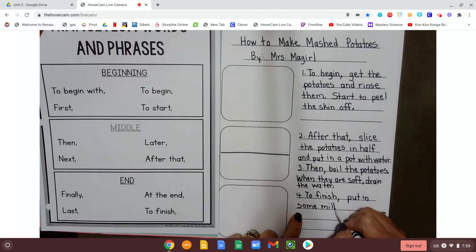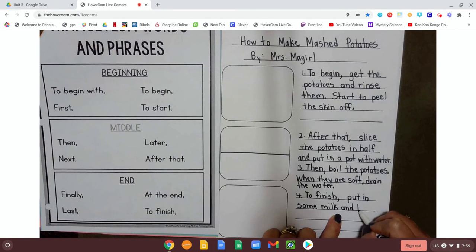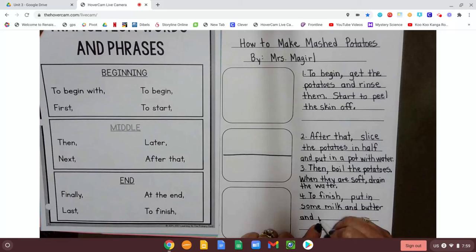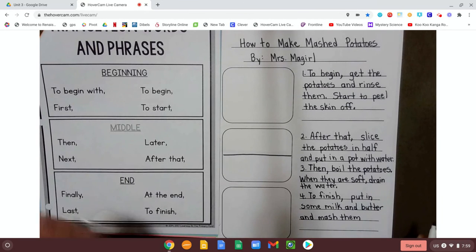Not only do I add milk, I like to add some butter because it makes them nice and creamy and rich and creamy. So I'm going to put in some milk and butter. And mash them. So when you mash them, a lot of people can do it by hand, and they have to go mash, mash, mash, do a lot of mashing. But you know what? I usually take out my mixer and I mash them and whip them up with my mixer. Either way, they're going to taste good.